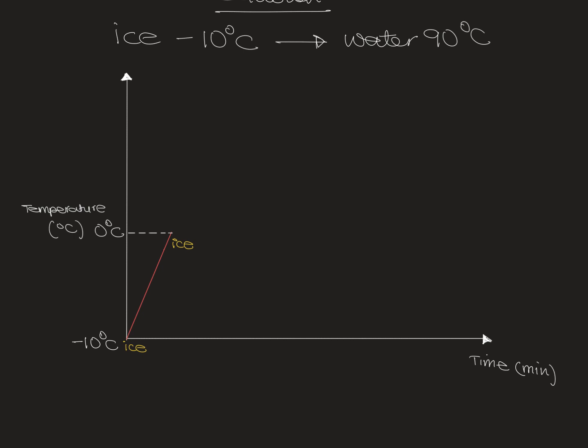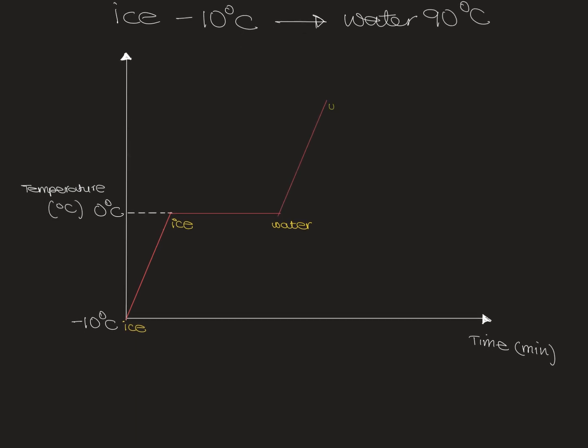So from ice at 0 degrees Celsius, ice will convert to water through melting, and there will be no change in temperature. So from ice at 0 degrees Celsius, we will have water here at 0 degrees Celsius. Then from this point where water is at 0 degrees Celsius, the temperature of water can rise to 90 degrees Celsius. So that is water here at 90 degrees Celsius.